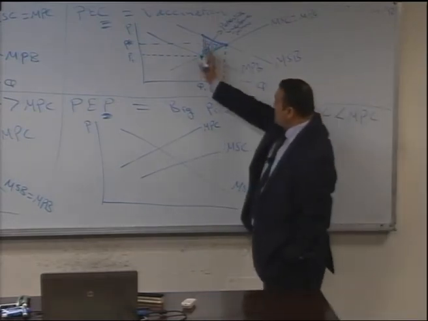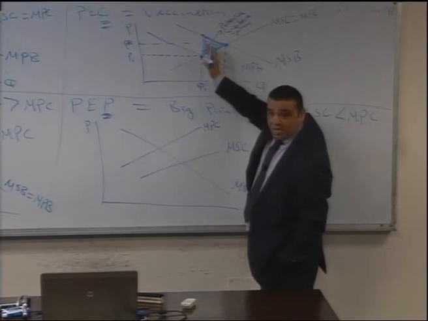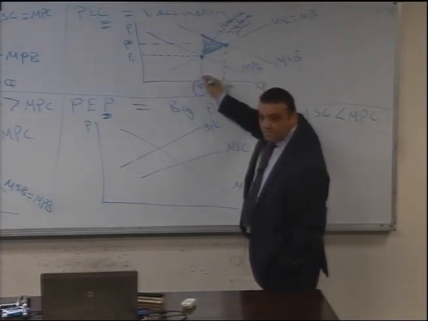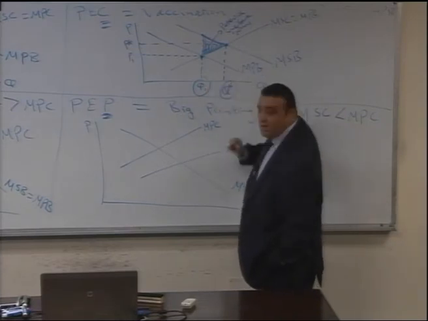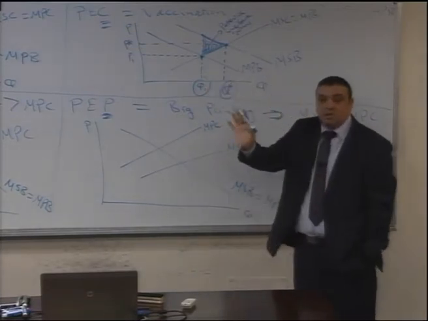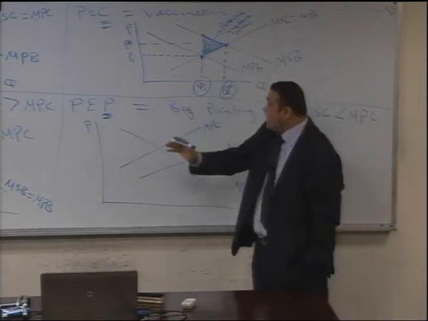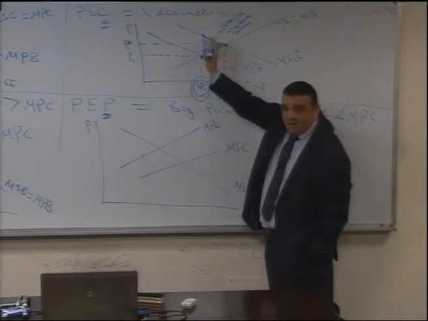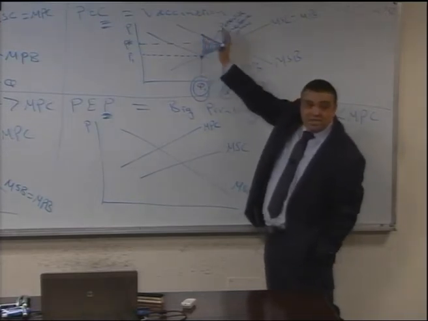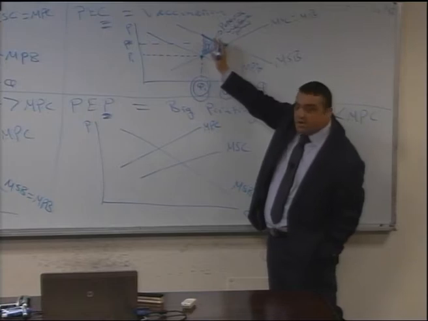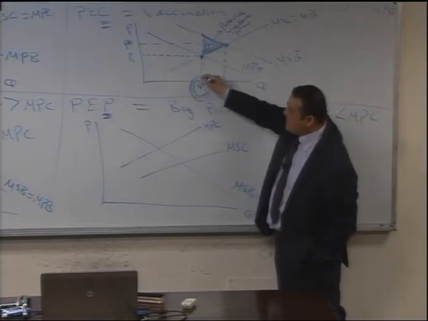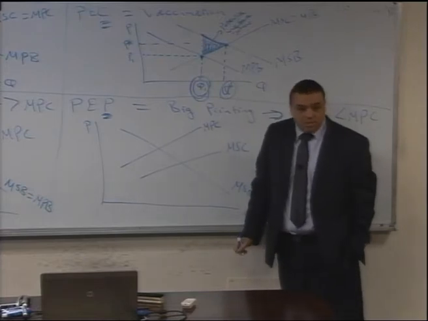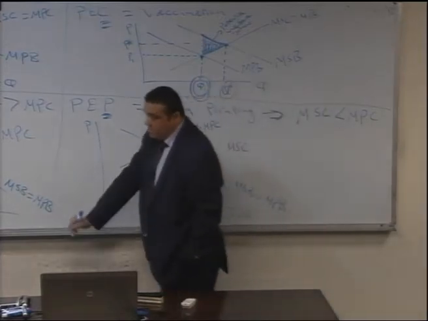Here we have potential to increase our welfare if we increase our consumption from Q1 to Q star. If we still consume at Q1, there is a welfare loss. There is a potential to increase our gains, our welfare, if we increase our consumption from Q1 to Q star. Okay? Let's go here.